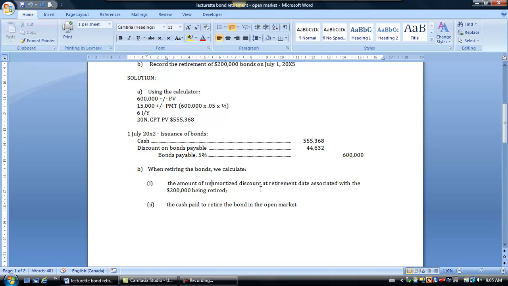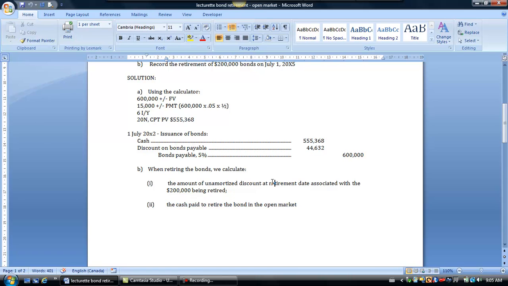And then the next thing we would have to do is retire the bonds, take them off the books, and remove any of that unamortized discount that we calculated in this step here. That's why we're calculating it, because we have to remove it. And then we would also record as part of this entry how much cash we're giving up to retire those bonds and get rid of the unamortized discount on those $200,000 in bonds.